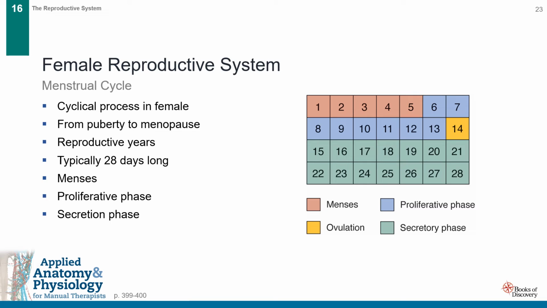The female reproductive cycle or menstrual cycle represents the sequencing of these combined changes. Although the length varies, the average menstrual cycle is 28 days long and is divided into 3 phases: menses, proliferation, and secretion.